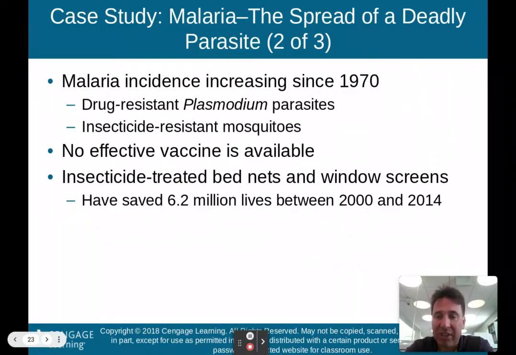Malaria incidence has actually been increasing since 1970. We kind of got rid of most of it in the early 1900s. But the problem is now, again, we have drug-resistant Plasmodium parasites. Again, a different parasite, or at least an evolution that allowed the parasites to become resistant now to the malaria drugs. And so now you're seeing an increase in malaria again.